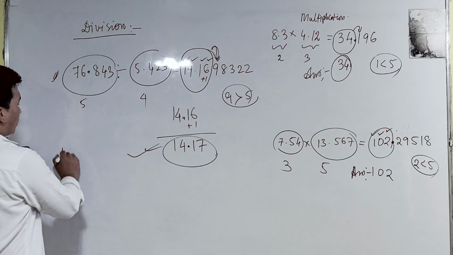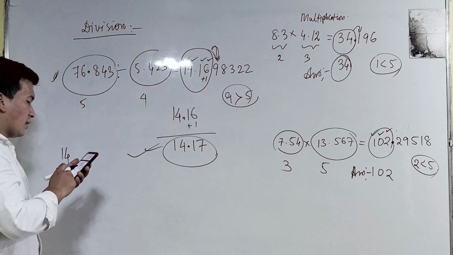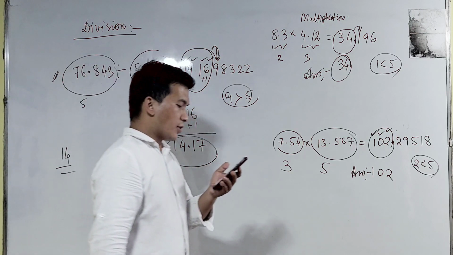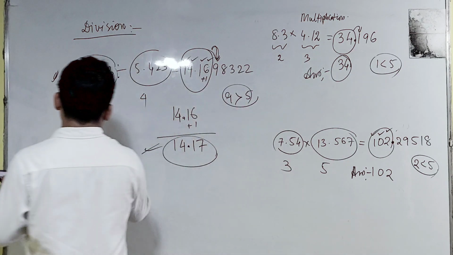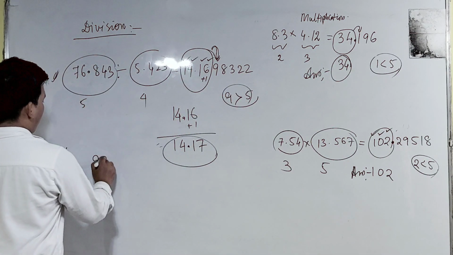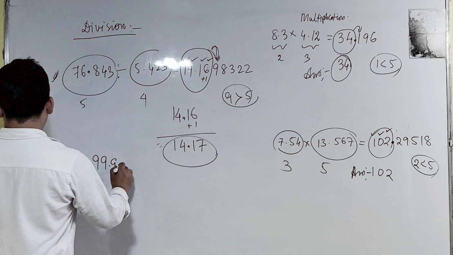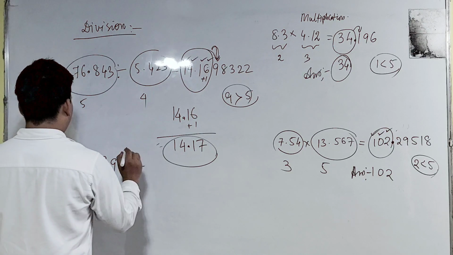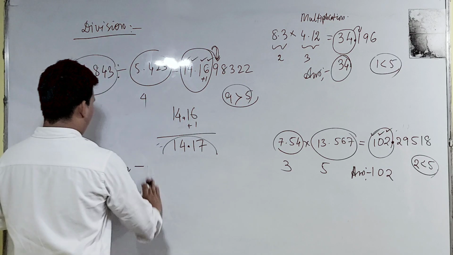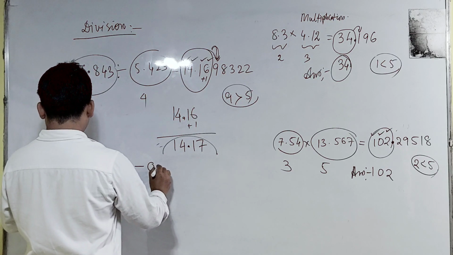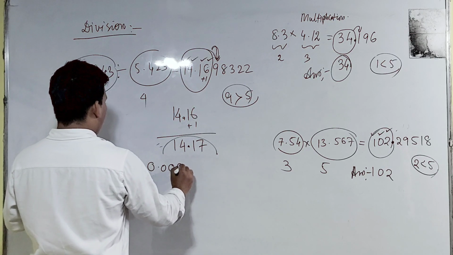And for question number 14, taking into account the significant figures, what is the value of the subtraction? 99.9 meter minus 0.0099.